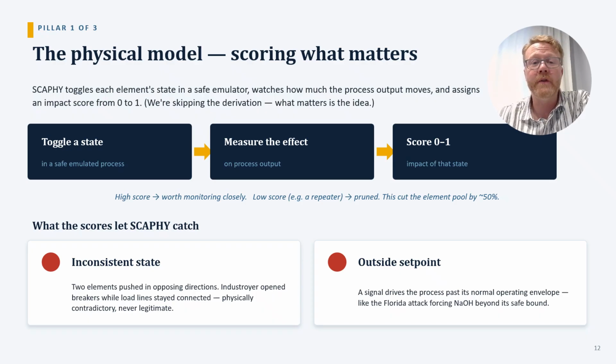But the data structure at the heart of this pillar is the PDIG. It's the process dependency and impact graph. The PDIG is a pre-process map that knows what elements exist, how they depend on each other, what their relative order is, and how disruptive each one is. What this pillar catches is physical nonsense. So a command that drives the process somewhere physically impossible or past its safe range. If it's physically impossible, think of the inconsistent state for the Industroyer attack, or past its safe range, think of the water plant attack, something being set outside the set point. This is the pillar that understands how the plant works.